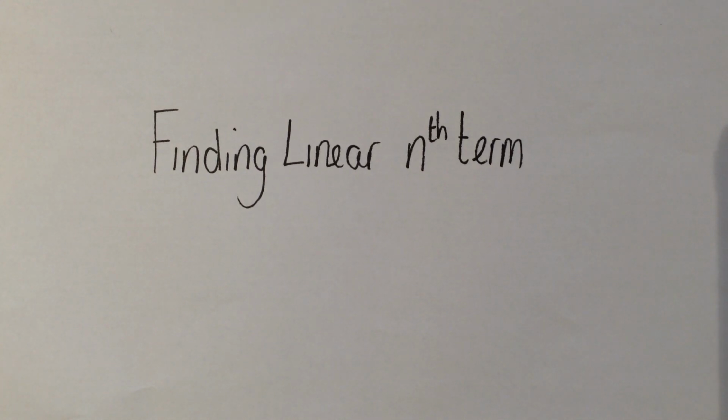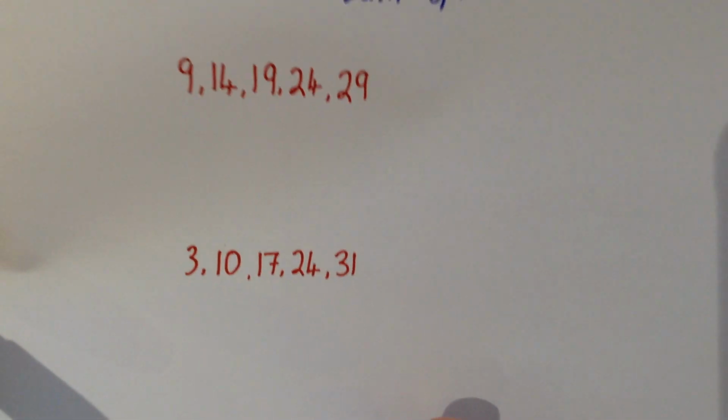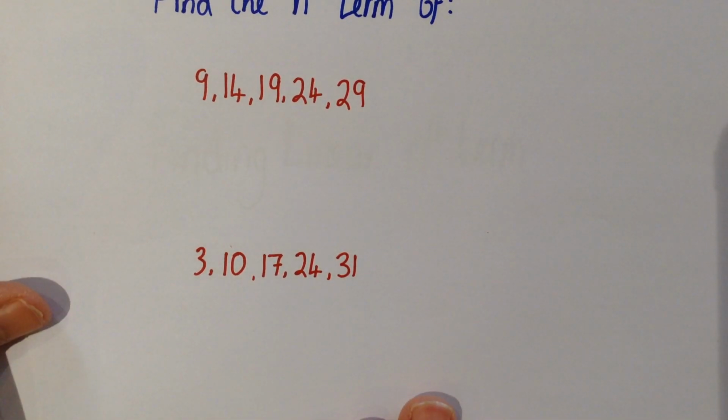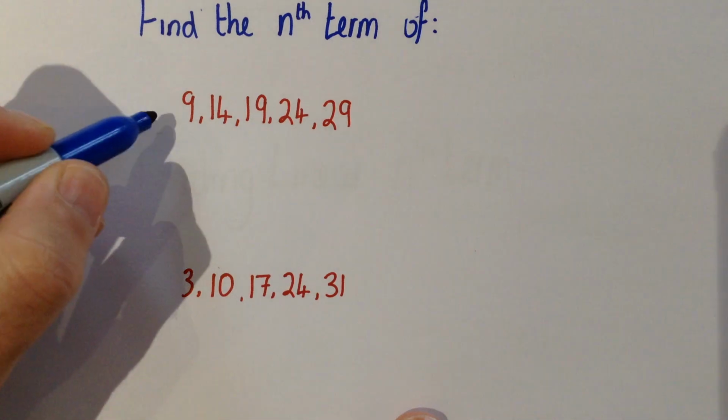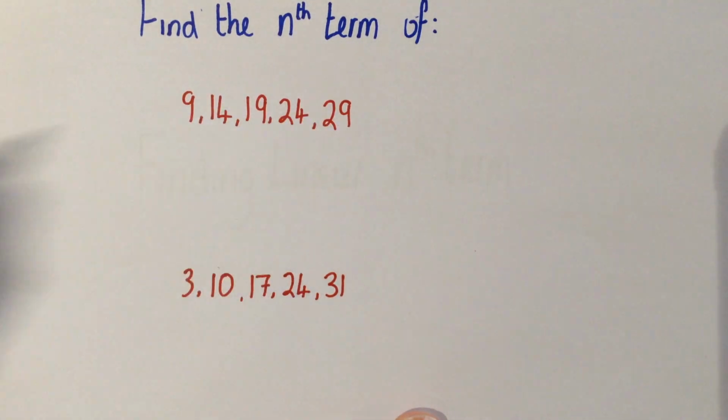Here's your guide to finding the linear nth term. A linear sequence is any sequence that increases or decreases by the same amount. In our first example, we can see that the sequence is increasing by 5 each time.